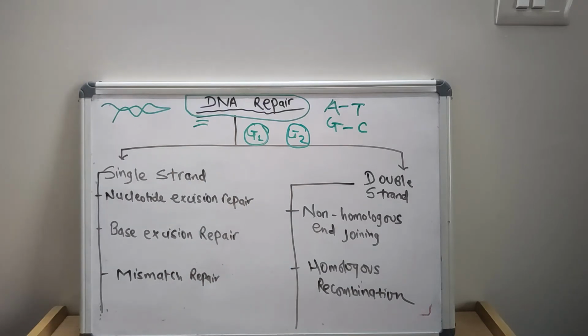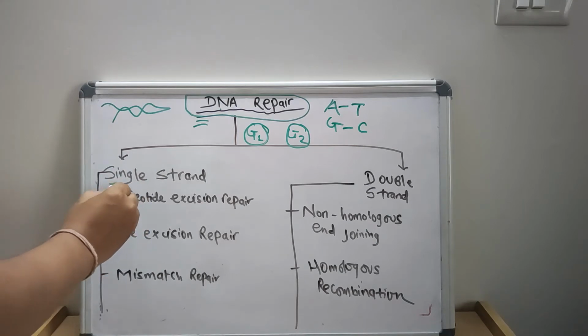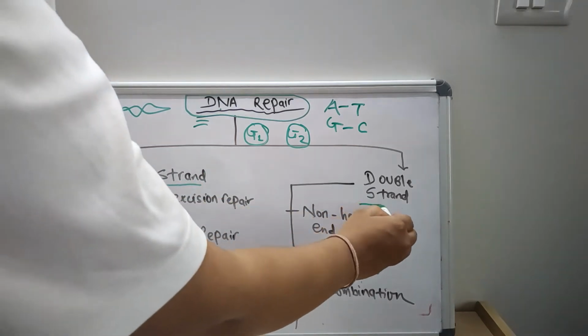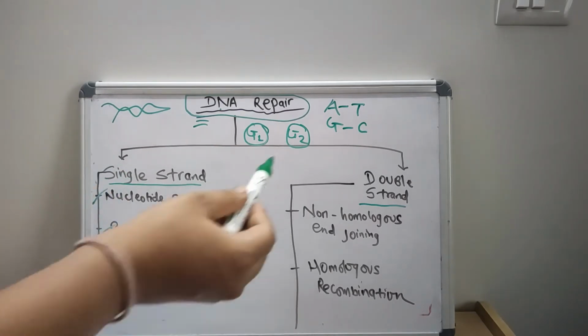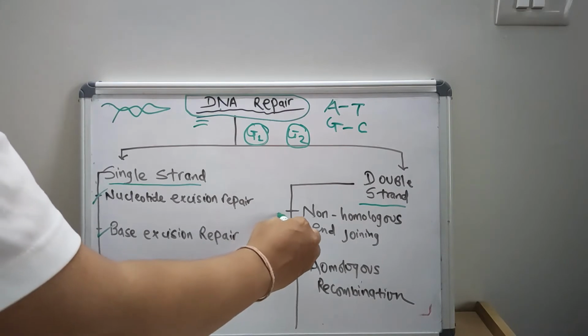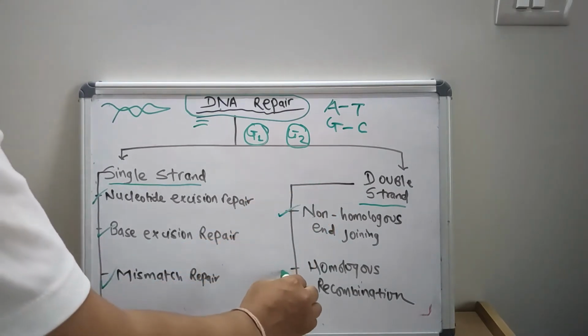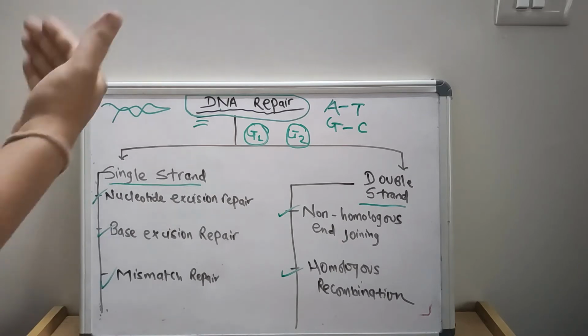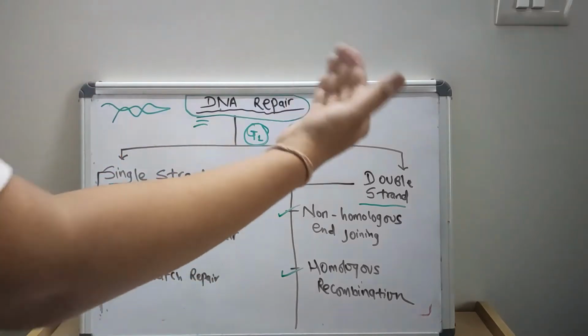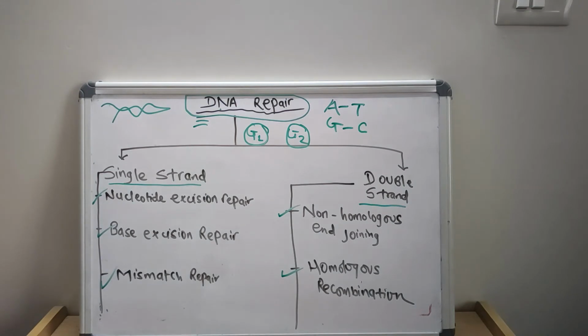So let us discuss DNA repair. There are two types of DNA repair. One is single stranded DNA repair, another is double stranded DNA repair. In single stranded DNA repair, there is nucleotide excision repair, base excision repair, and mismatch repair. Whereas in double stranded repair, there is non-homologous end joining and homologous recombination. Let us discuss each of them.